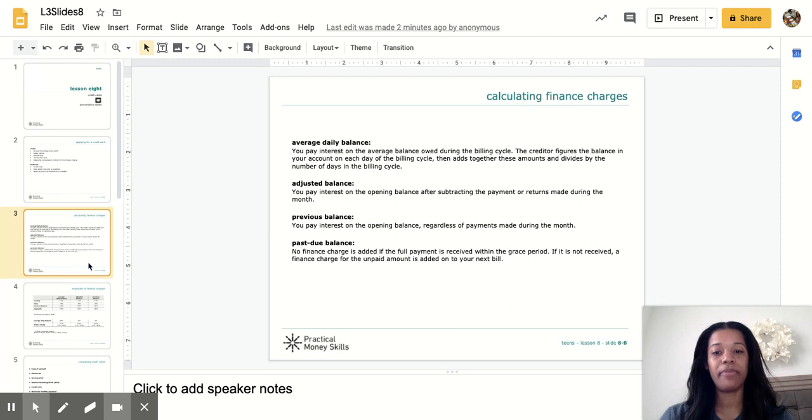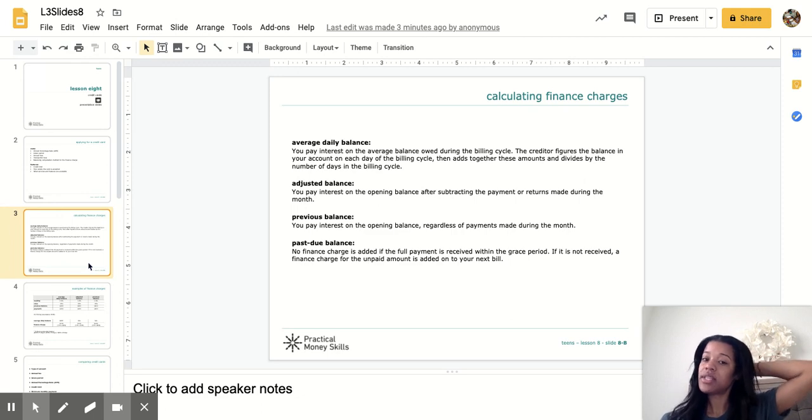So the average daily balance, you will basically pay interest on the average balance owed during the billing cycle. The creditor figures the balance in your account on each day of the billing cycle. Then they add together that amount and they divide it by the number of days in the billing cycle. So same way you find mean in Miss Higgins' class, that's how you would find the mean of the daily balance of your credit card. You would add it all up and then divide by the number of days in the cycle.